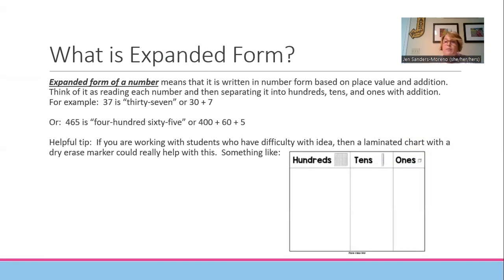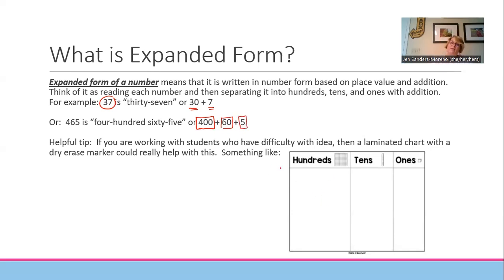All right. So before we can talk about Egyptian numerals, we have to first talk about expanded form. Expanded form of a number means that it's written in number form that has been separated by its place value. So as you can see here, the idea is we take 37 and that 3 is actually a 30 and 7 is in the 1 spot. So we have 37. 465, we would separate into the place value of the 4 is representing 400. The 6 is representing 6 tens or 60, and the 5 is 5 ones.